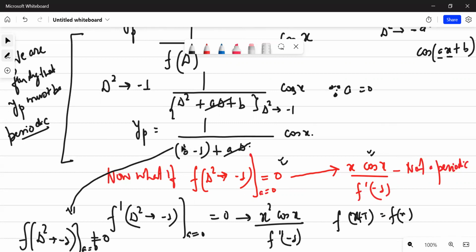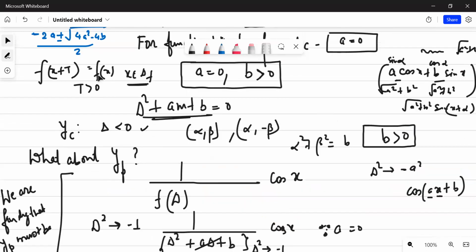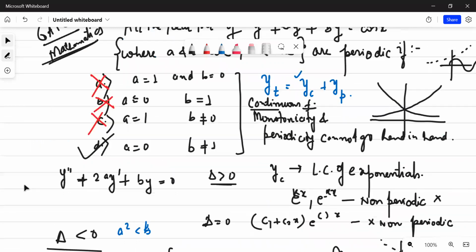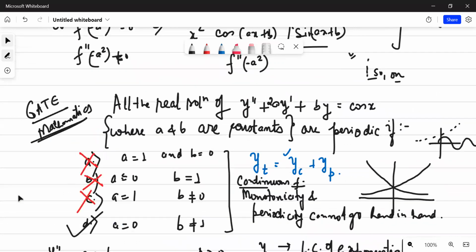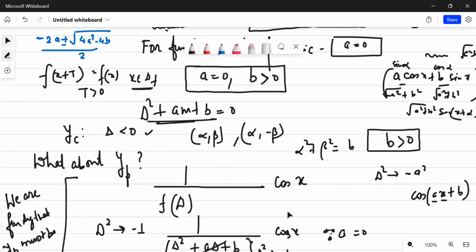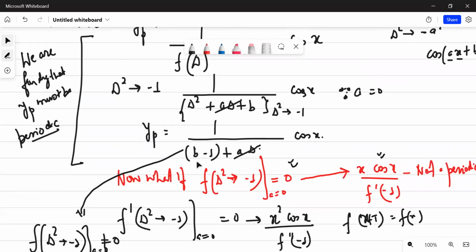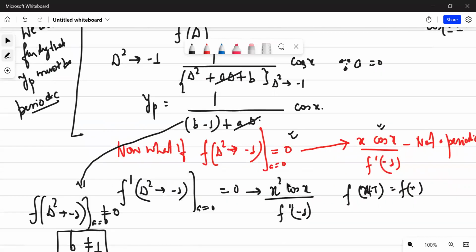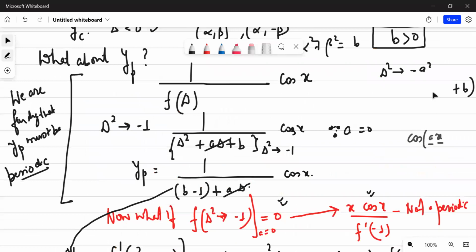What does it imply? The question says that all real solutions should be periodic. Look, all the real solutions are periodic if... so if that is the case, what does it mean? It means that in any case, this should be non-zero. And if this is non-zero, it implies b should be non-equal to 1. So a is equal to 0 and b not equal to 1. Is that clear or not clear?